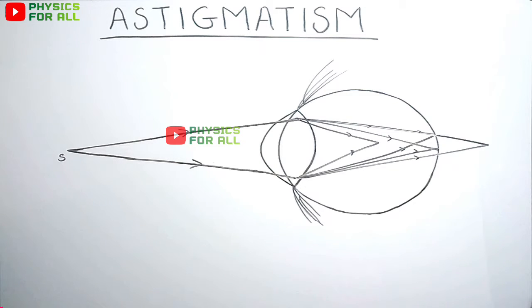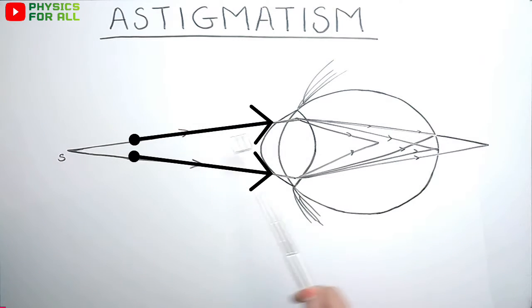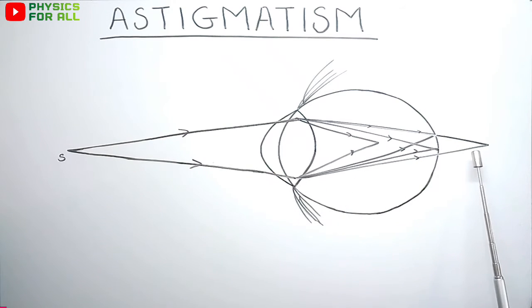Because of this, the person won't be able to see a clear image. He might see multiple images, which often leads to blurring of vision. Here, the ray is coming from a particular object, but it is getting focused at multiple points, and that's why it leads to blurred vision. And the main problem here is basically of the cornea.